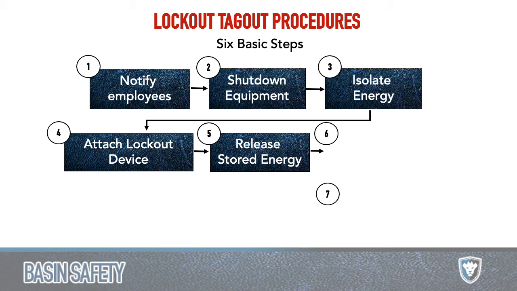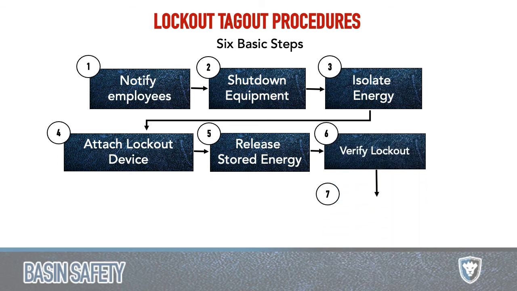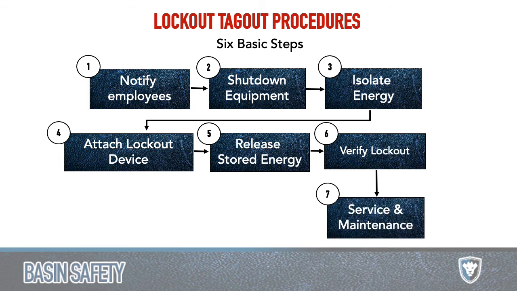Then we release stored energy, typically by trying to turn it on or bleeding it off, whatever we have to do. Maybe there's half a revolution left in a fan blade, or some electricity left in there. Then we're going to release that. Verify the lockout. I'm a double, triple try guy where you keep testing it just to make sure nothing's getting through. Basically, you try to turn the thing on at that point. And then lastly, you perform service and maintenance. So those are the 7 steps of a lockout tagout process.